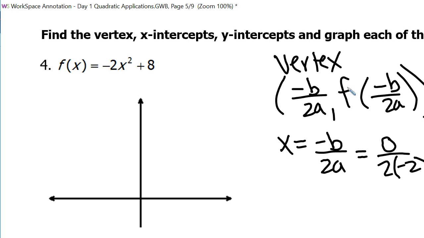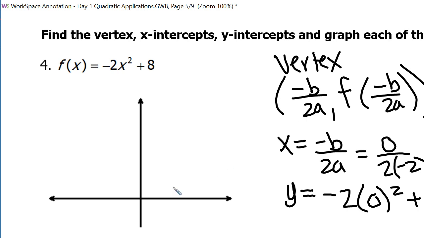To find the y value, you substitute in the 0. So for the y value, right here for x, I replace it with 0, so it's negative 2 times 0 squared plus 8. And when you simplify that, what do you get? 8. So once you have the x value, substitute it into the equation to get the y value. So there's the vertex, at (0, 8). Now after the vertex, they wanted us to find the x-intercept.